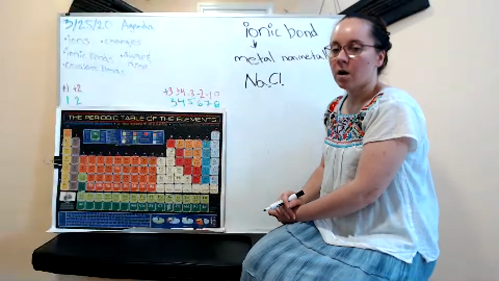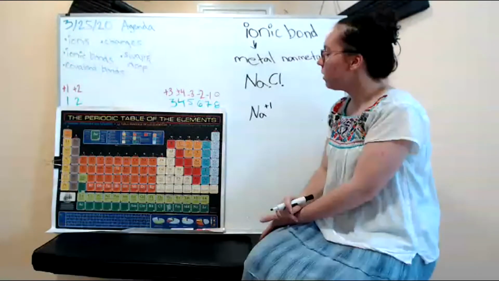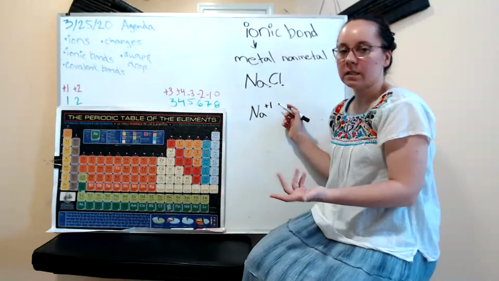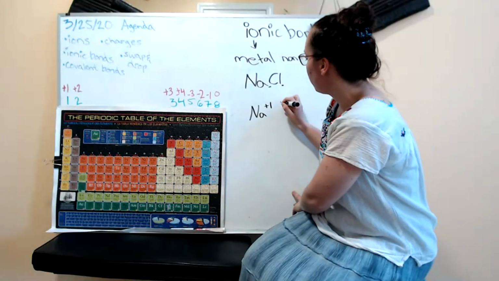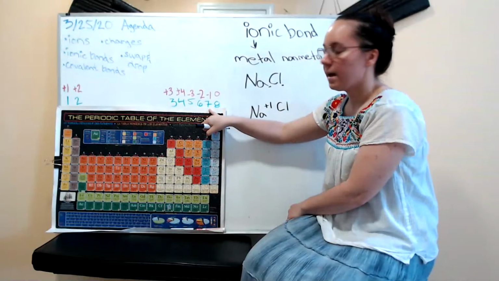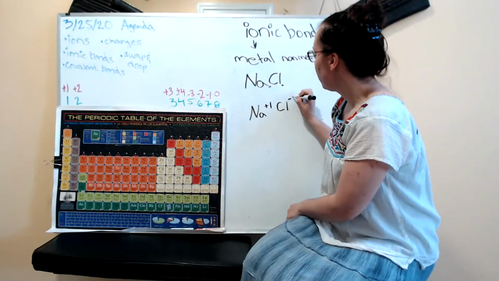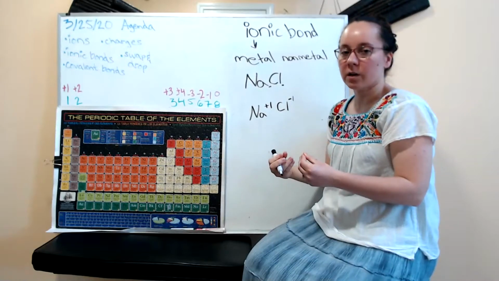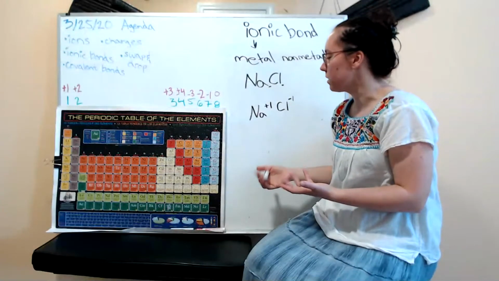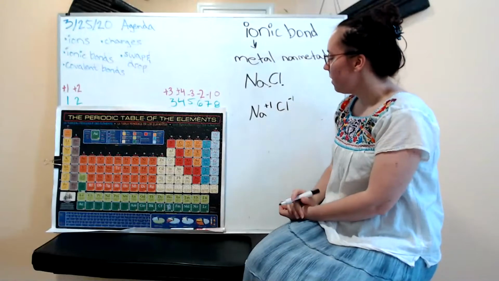Okay, and there's a reason for that. Because the plus means it's going to give away, and then the 1 tells us how many. So if you look at chlorine, chlorine's a halogen. It has a -1 charge. So chlorine is going to be the acceptor, and we know that it has a minus charge, and then the 1 says how many electrons it's going to accept. So we have +1, -1.